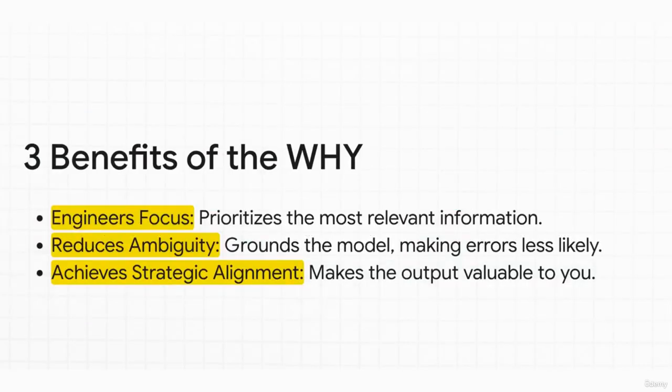So the crucial point here is that providing the why delivers 3 huge benefits. First, it engineers focus. The AI knows what's important, so it prioritizes the most relevant information. Second, it reduces ambiguity. Context grounds the model in reality, making errors and hallucinations far less likely. And finally, and this is a big one, it achieves strategic alignment. The output isn't just factually correct, it's strategically relevant and valuable to you and your career.